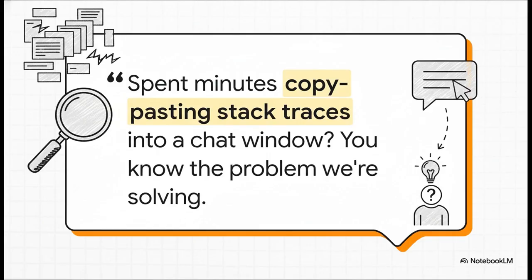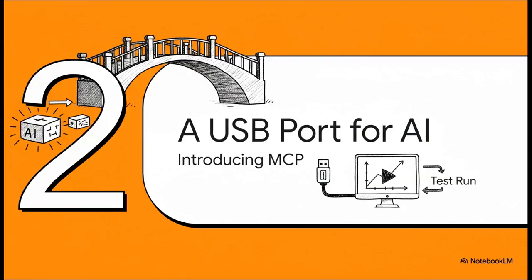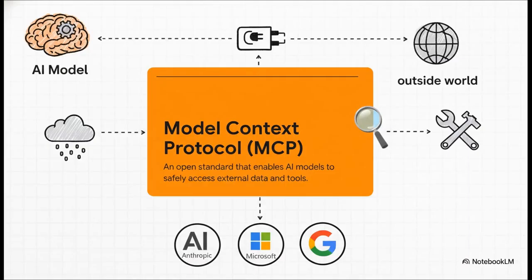It's tedious. So what if we could just build a bridge over that context gap? What if we could give our AI like a USB port to just plug it directly into the test run? Well, that's exactly the solution we're going to look at right now. And this is where something called the Model Context Protocol, or MCP for short, comes into play. You can think of it as an open standard. It's backed by some huge names like Anthropic, Microsoft, and Google, and it's designed to be this universal adapter between an AI model and the entire outside world of data and tools.